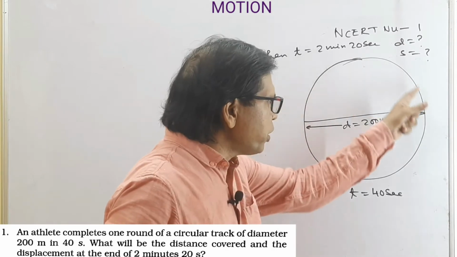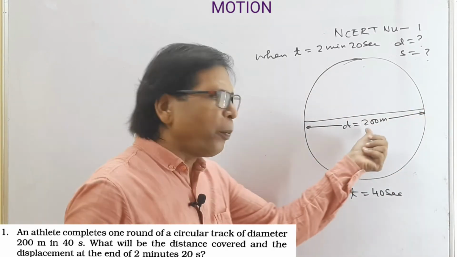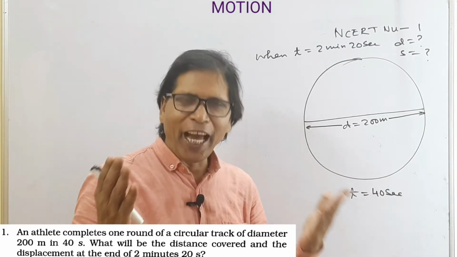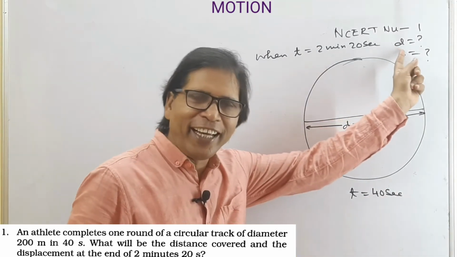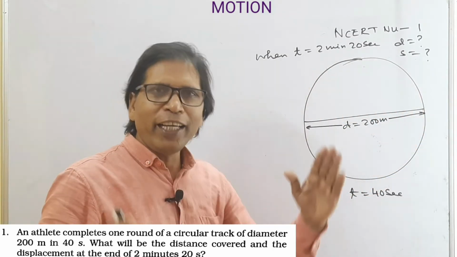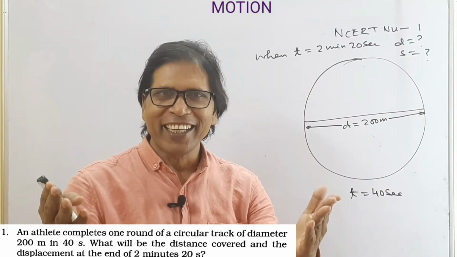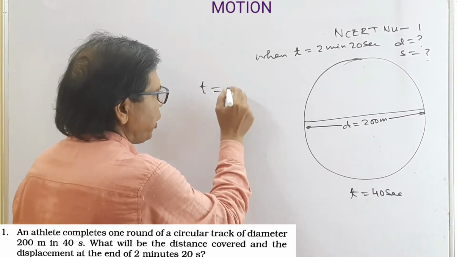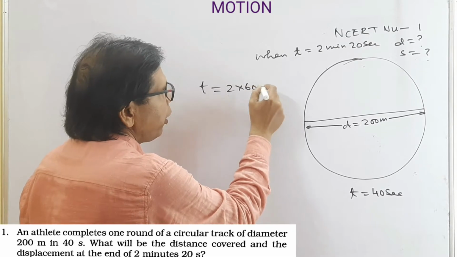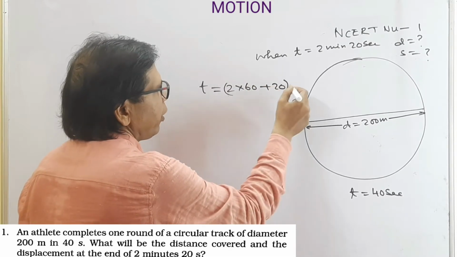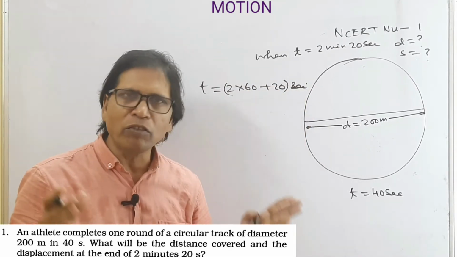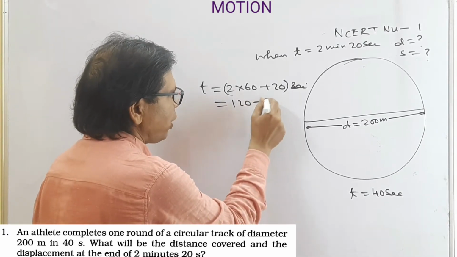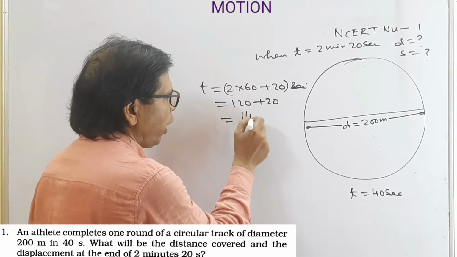Now, look at this. An athlete moves around a circular track of diameter 200 meter in 40 seconds. We have to calculate the distance and displacement in 2 minutes 20 seconds. Time t equal to 2 minutes 20 seconds means 2 into 60 plus 20 seconds, because 1 minute equals 60 seconds. So this is 120 plus 20, which is 140 seconds.